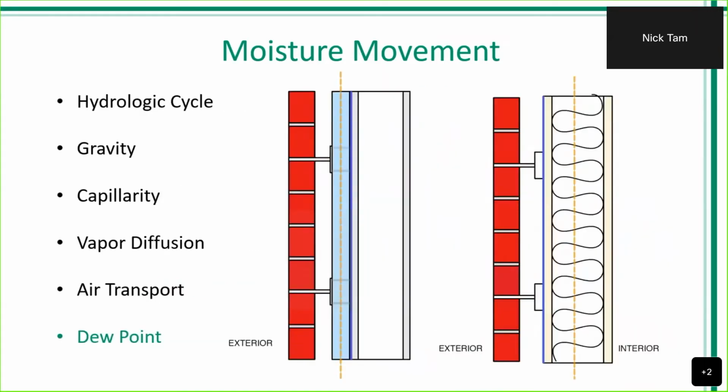And then we have to discuss the dew point, which by definition is the temperature at which moisture can no longer be held in a gaseous or vapor state. It condenses into actual liquid water on the surface.